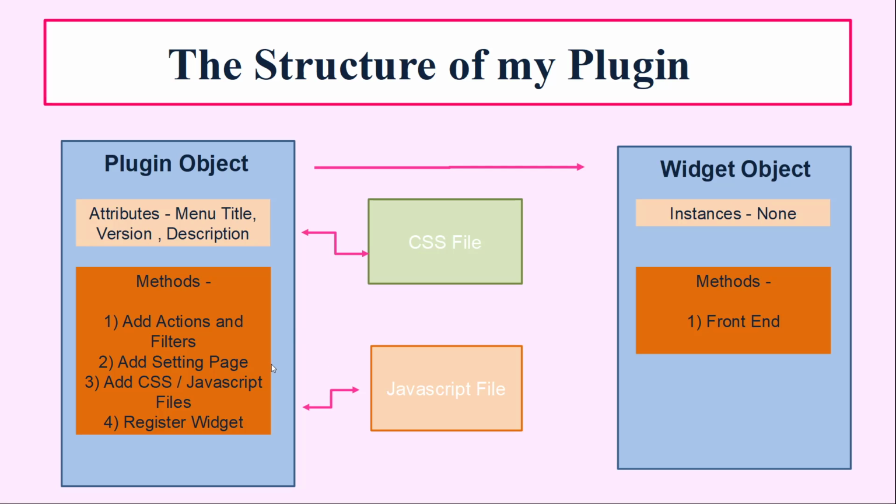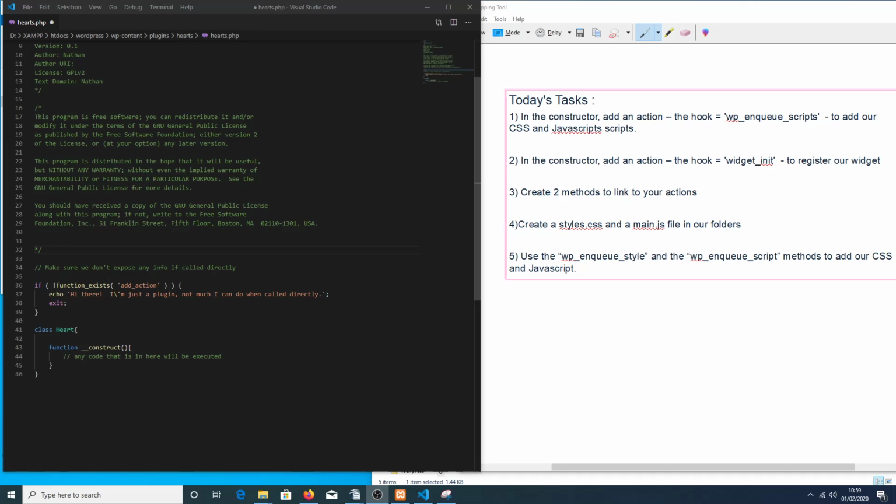So what will happen today is we're going to be creating things to link this plugin to the CSS and the JavaScript, and we're also going to be creating the method to link our plugin object with the widget object. Now, we're not going to create any functionality with anything yet, but we're just going to make sure everything links together. Okay, so hopefully you've tried to do the tasks by yourself.